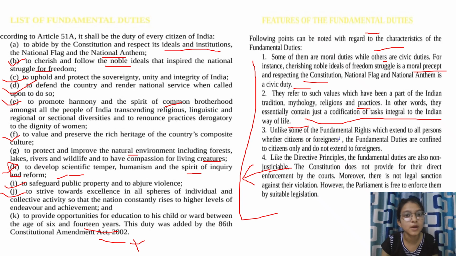But when Parliament feels that there should be an act so that people who deny those duties are punishable, only then will they be justiciable. The Constitution does not provide for their direct enforcement by the court. As I said, if someone is not doing their duty, you cannot call that person directly to court. Moreover, there is no legal sanction against their violation. There is no punishment prescribed under any act. However, Parliament is free to enforce them by suitable legislation. As I said, if Parliament feels this is the need of the hour, it can bring such an act.